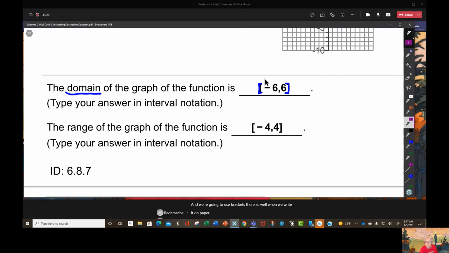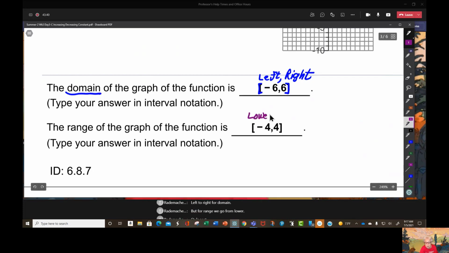Notice that we go from left to right for domain, but for range, we go from lower or lowest to highest.